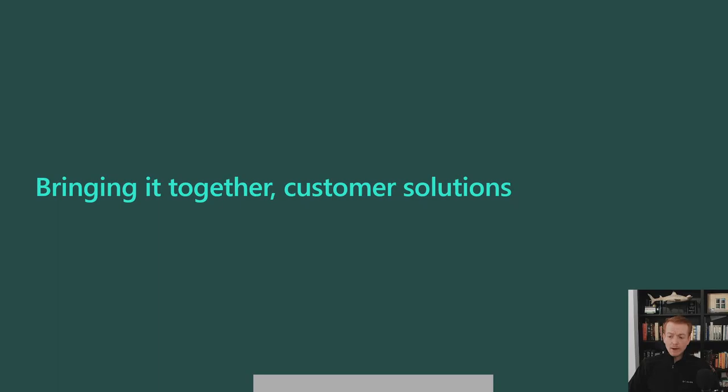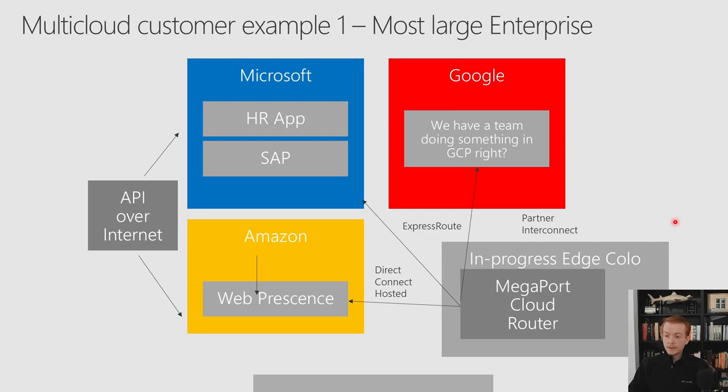Okay, so we've covered a lot of ground, but hopefully now you have this framework for approaching these discussions in a more structured way. But let's round off by bringing it together, and I will talk about a few real-world customer scenarios that I've seen. So, number one, this is probably representative of line of business driving decisions, organic growth. It just happened. Lots of large enterprises are like this. And with this customer, you'll probably end up with a mix. In this diagram, you've got various functions deployed on various clouds.